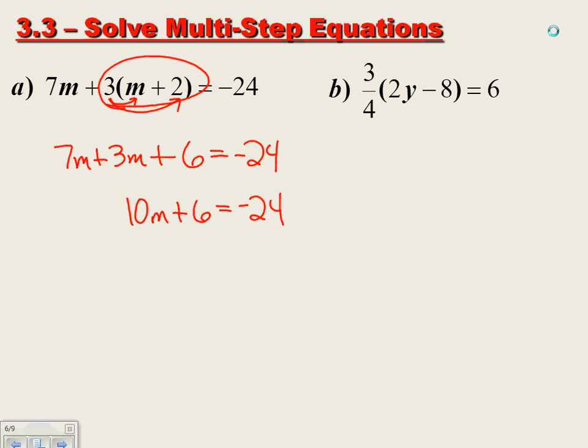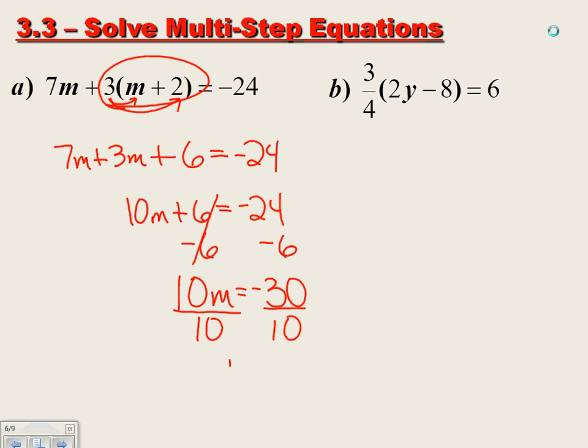So at this point, I now have a two-step equation. I want to first cancel that plus 6 by subtracting 6 from both sides. Those cancel out. I then get 10m equals negative 24 minus 6 equals negative 30. I then divide both sides by 10. And therefore, I get m is equal to negative 3.